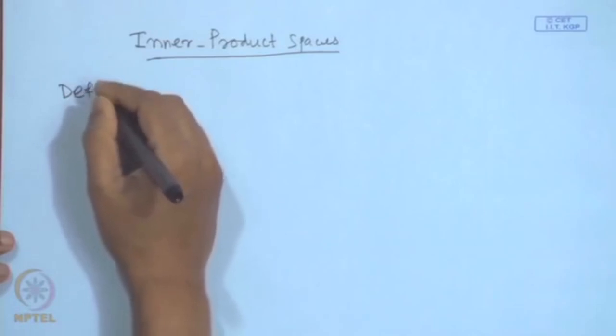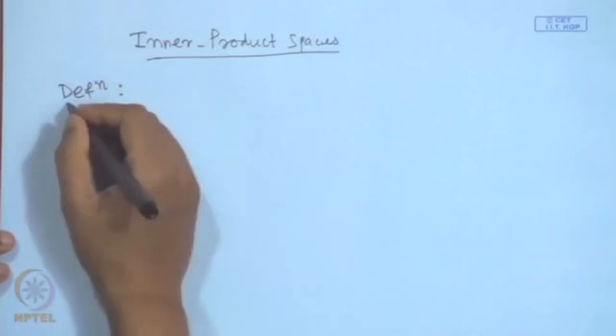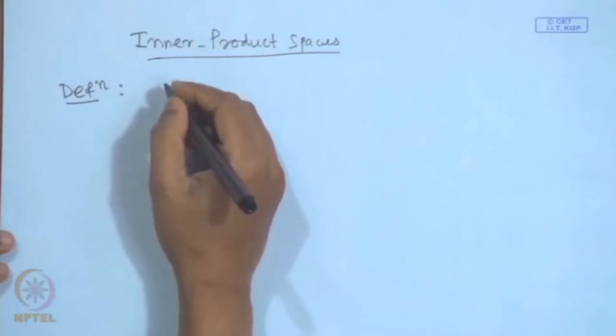Remember that in the case of Euclidean spaces, we have the scalar product, and in terms of the scalar product, we find the length of a vector and the distance between any two vectors. So, something similar to that scalar product, we shall define in an arbitrary vector space, and that is called an inner product. So, we define an inner product in a vector space.